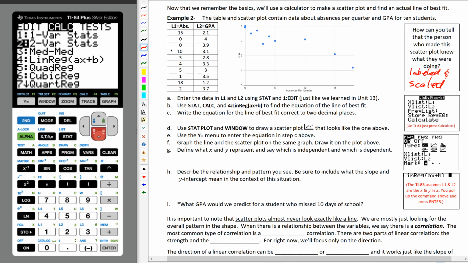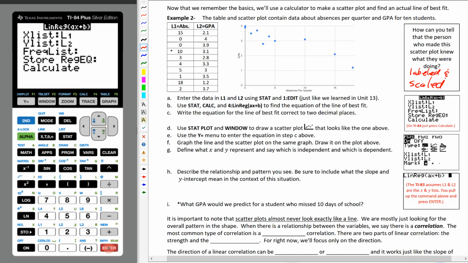So when we come down here, I can either hit 4 or I can arrow down to 4, and hit enter. Now, if you're on an 84, it looks like this. It says, tell me what the X list is, tell me what the Y list is, and by default, it's L1 and L2. You don't need to worry about the frequency list. You don't need to worry about store regression EQ. We want to come down here to calculate. So we're going to come down to calculate, and we're going to click on that.